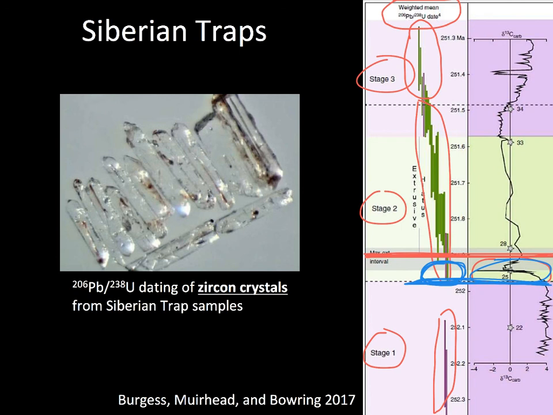You can also see up here that there's another smaller negative delta C13 excursion, another smaller mass extinction that can be associated with stage 3 of the Siberian trap eruptions. So primary evidence here that the Siberian traps were involved in the Permian mass extinction.